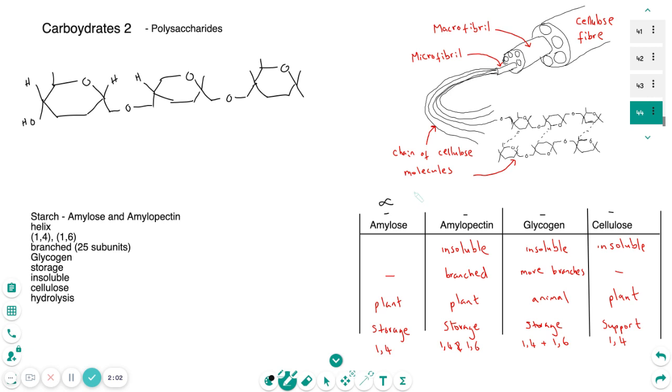Amylose is alpha. It could be amylopectin, or it could be glycogen. So that's one thing these three have all got in common, but how they're grouped together is slightly different. Again, because of the way they're bonding here, they're all 1,4 glycosidic bonds taking place. But then amylopectin and glycogen are slightly different.